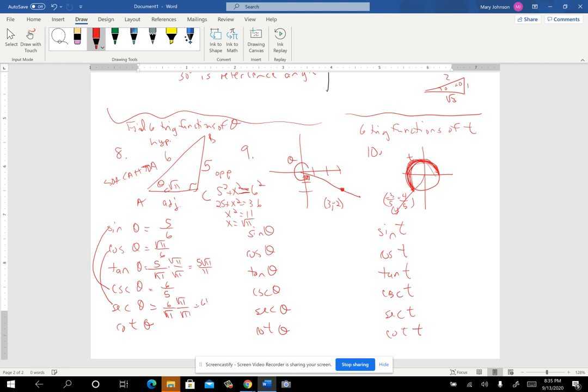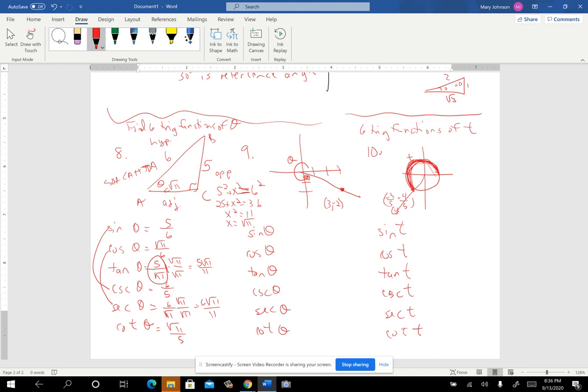So you get 6 square root of 11 over 11. And then cotangent is going to be the reciprocal of tangent, and this would be the best spot to look at because when you flip that over, you don't have to do any additional work. And so that would be your cotangent, and you're done.